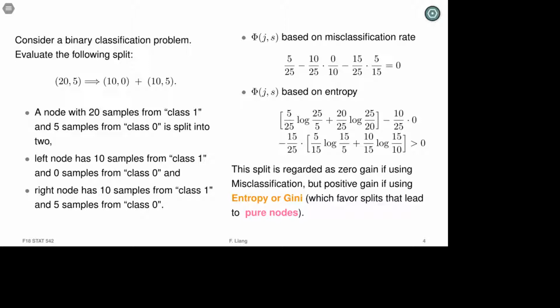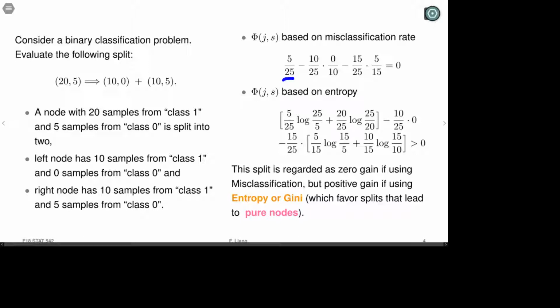So this is an example where you're going to find out, if I do majority voting, even at the parent node, the majority will be class 1. In the 2 child nodes, left and right, the majority is still class 1, right? So the classification rate should be the same, and we can actually evaluate the misclassification rate. This is the misclassification rate at the parent node. So 5 out of 25 get misclassified. Agree?